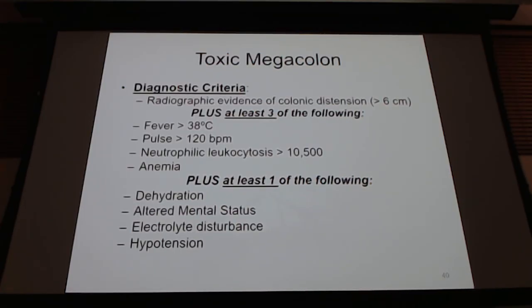So we're going to see they are febrile. We're going to see that they are tachycardic, typically above 120, not borderline. So tachycardia is what, over how many beats per minute? Good. And then a neutrophilic leukocytosis, it's above 10.5, but we're going to see the left shift. We're going to see a predominance of neutrophils or bands, and then anemia. And then at least one of the following: altered mental status, electrolyte disturbances, hypotension.